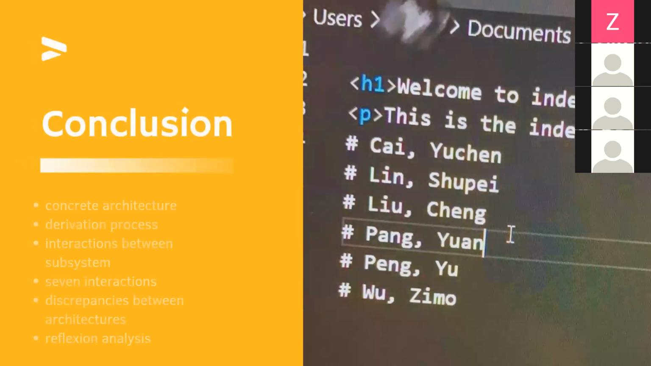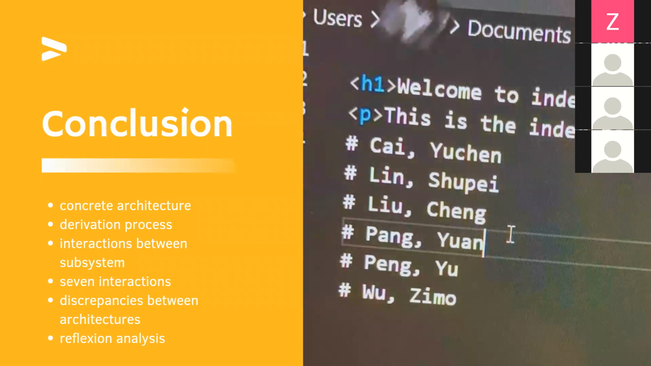In conclusion, through this report, we discussed the concrete architecture of the autonomous driving system Apollo. We described the derivation process of how we got the conclusions. We not only illustrate the top-level concrete subsystems and interactions, but also discuss the 7 interactions between the perception module with itself as well as 6 different subsystems. We analyzed the discrepancies between conceptual and concrete architecture, performed reflection analysis on the high-level architecture and the second-level subsystem, and reflected on what we learned during the project.